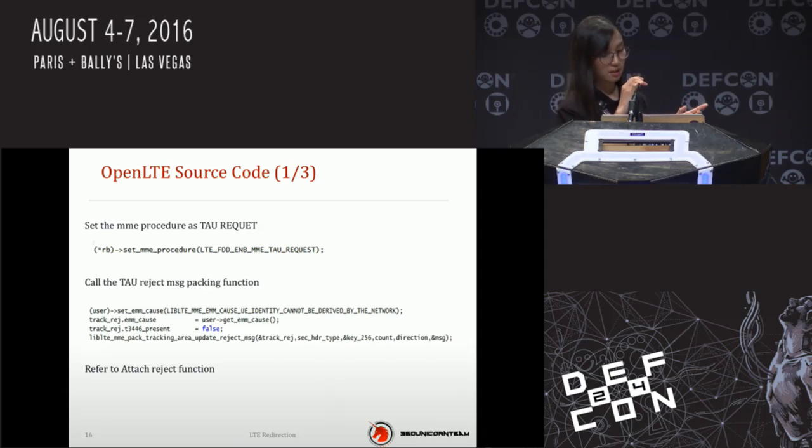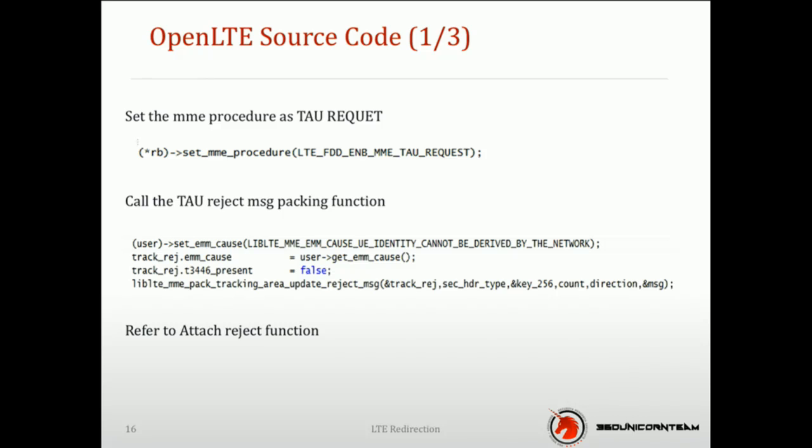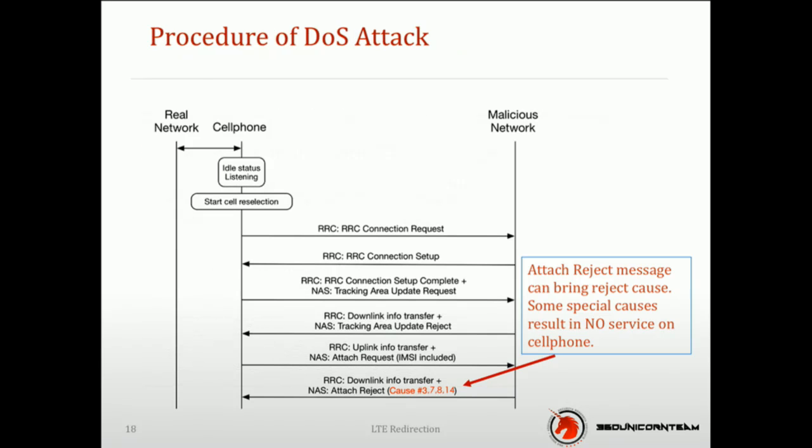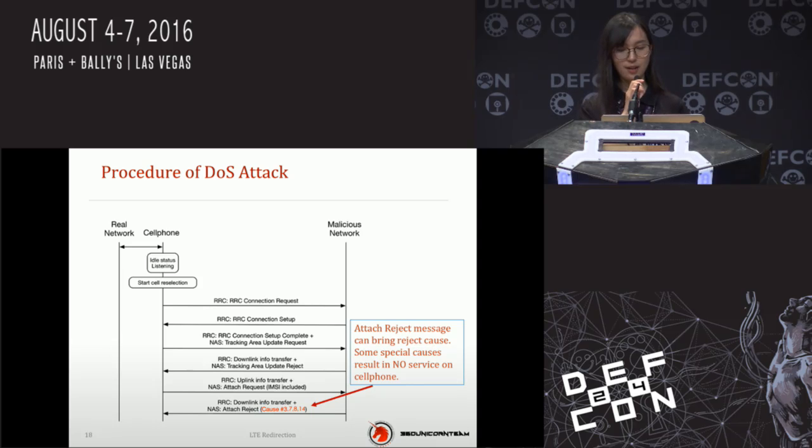When writing this TAU reject function, you can refer to the attached reject function. It was already there. Then how about DoS attack? We can directly use this function, send attach reject. As you see in the highlighted line, you can set your reject causes here. In the next message, we can do further attack, sending attach reject with some special causes.